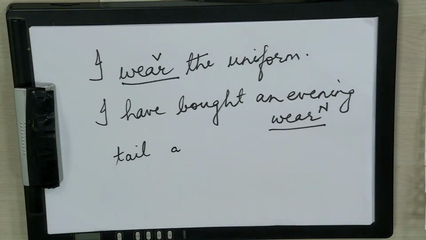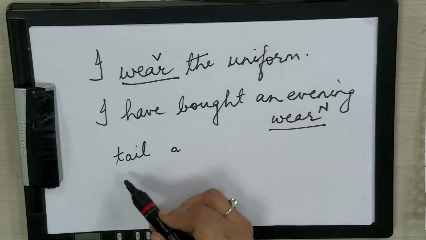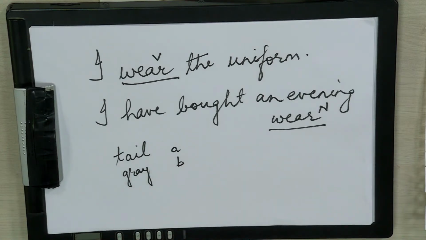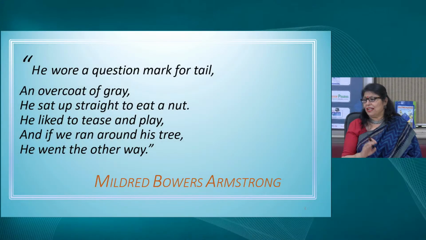Then an overcoat of grey. Now grey does not have the same sound as tail. So you will write down B. He sat up straight to eat a nut. It's not going with any of the sounds.